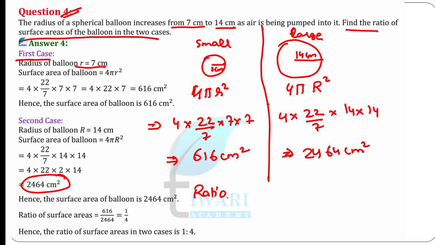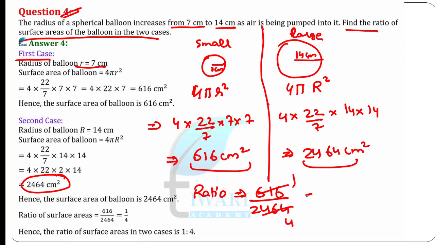So we have to calculate the ratio. We will divide the small balloon area by the large balloon area. The small balloon area is 616, the large balloon area is 2464. On solving you will obtain 1/4. So the ratio will become 1/4. That is the required ratio of surface area in the two cases. Next we will do tomorrow via Zoom meeting. Thank you students.